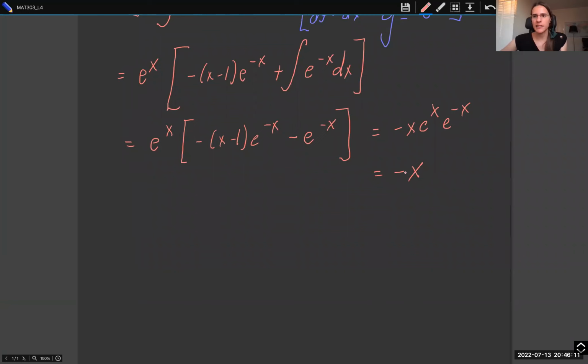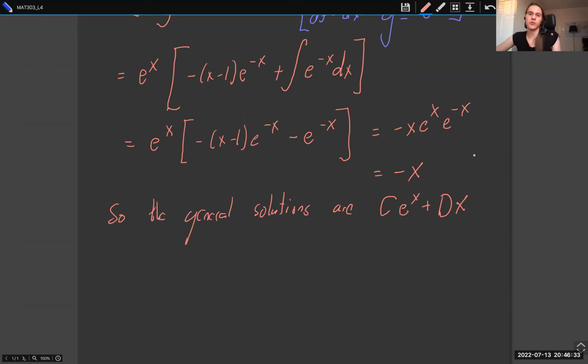So in particular, that's my value for y2. Now the negative sign doesn't matter. So the general solutions are c times y1, which is e to the x, plus d times x, and I'll absorb the negative into the constant d. That's the nice way to write what the solution is.